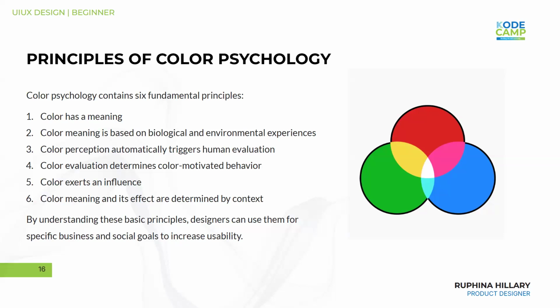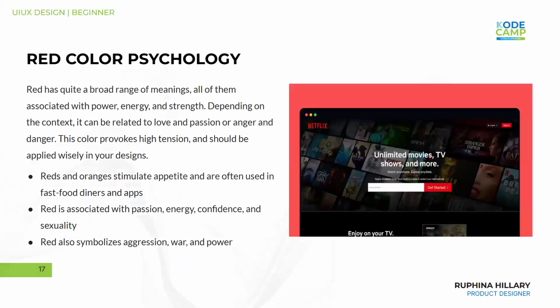And color meaning and its effects are determined by context. So yes, we know red is the color of danger, but in some situations, take Netflix for example. We use Netflix, and I don't think we enter Netflix and we get scared or we are filled with fear. Right? So depending on context, color meaning can change. So these are the different principles of color psychology.